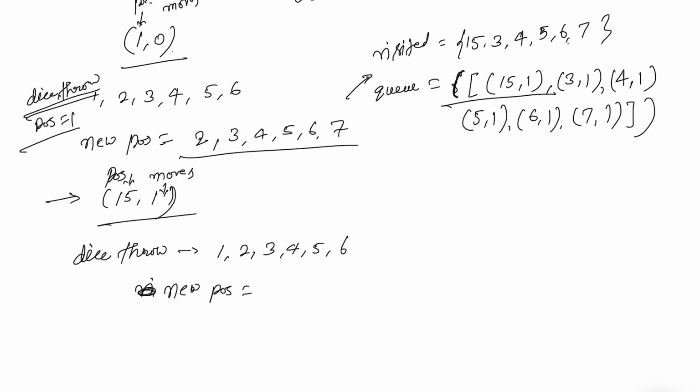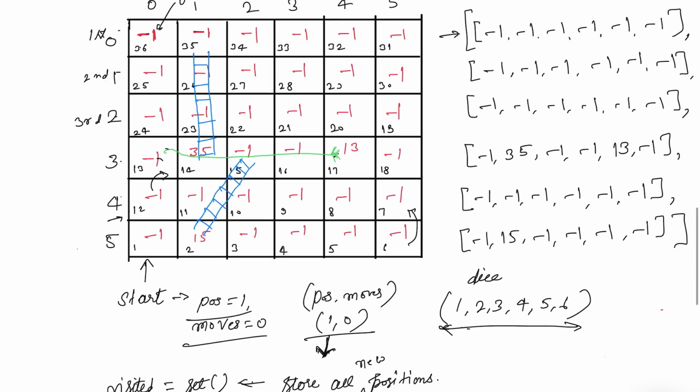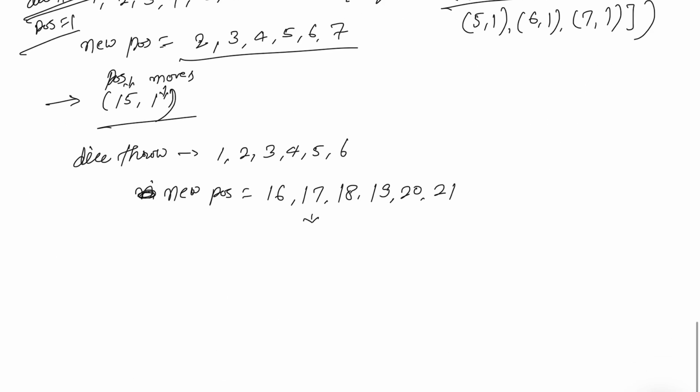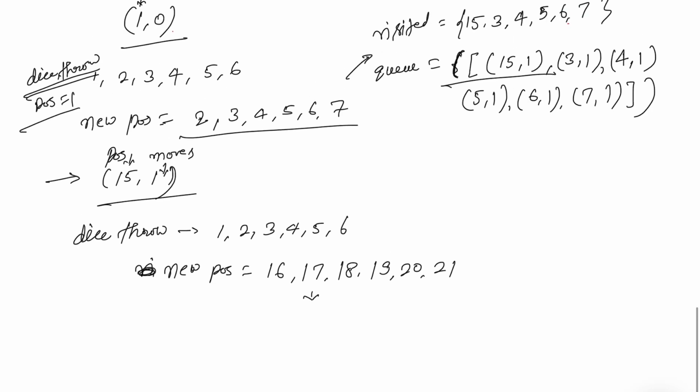16, 17, 18, 19, 20, 21. But if it goes to 17, there is a snake mouth, you can see on 17 there is a snake mouth, so it will go to 13. So from here it will go to 13. For 15 now we are calculating. So for 15 these are the new positions: 16, 13, 18, 19, 20, 21.